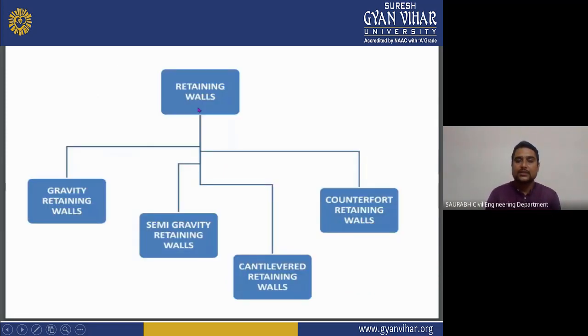Now we will see what is the categorization and classification of retaining walls. This topic is very important for all civil engineering students. Now, retaining walls are divided according to two parts, according to gravity and according to counterfort. So it is divided into gravity retaining wall and counterfort wall. And the gravity retaining wall is also subdivided into semi-gravity retaining wall and cantilevered retaining wall. As you can see here, this is the classification of retaining walls.